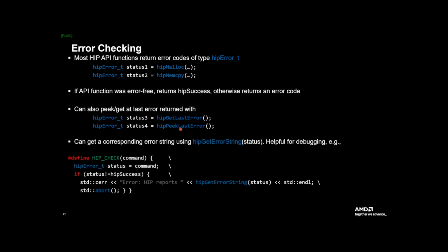And now a classic example, found in many places in AMD code, is this macro that you define, a hipCheck command, okay, and inside here you take the status of the command, and if the status is not success, then print the error. With hipGetErrorString, you can get some useful information. What is the error?